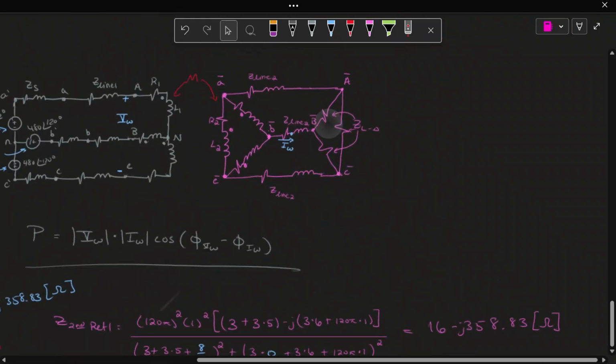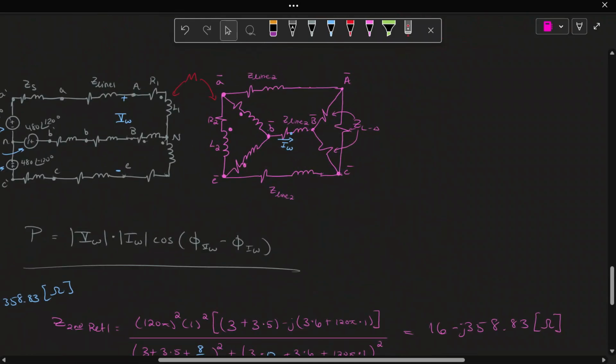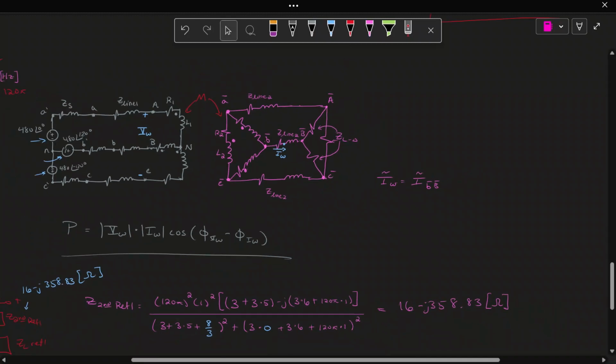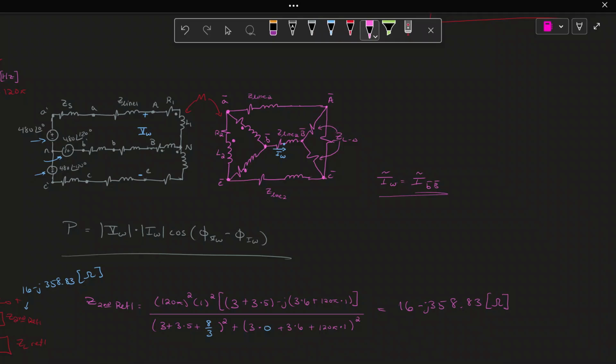Now we need to find this current IW, which is also equal to IB with a hat, B hat. Hats because we're in the secondary winding of the transformer. Okay, so this is what we want to find. That means we need to reflect to the secondary. So this is a big two-step problem. First, we reflect to primary, get the voltage. Then we reflect to secondary, get the current. So I'll be right back.